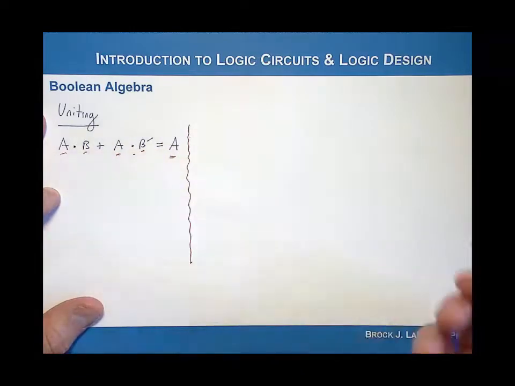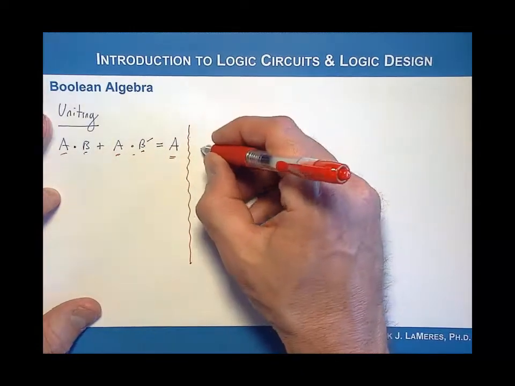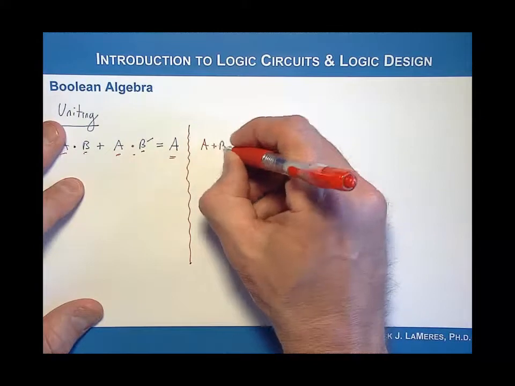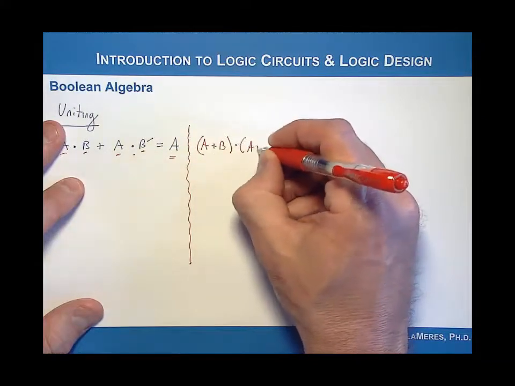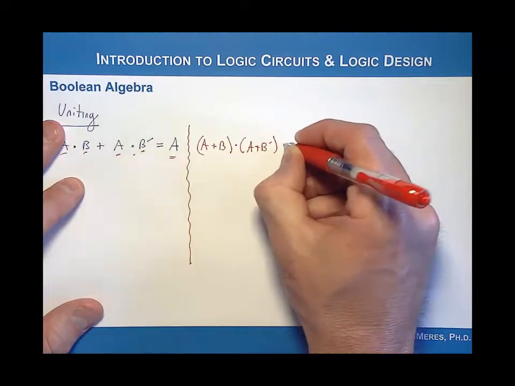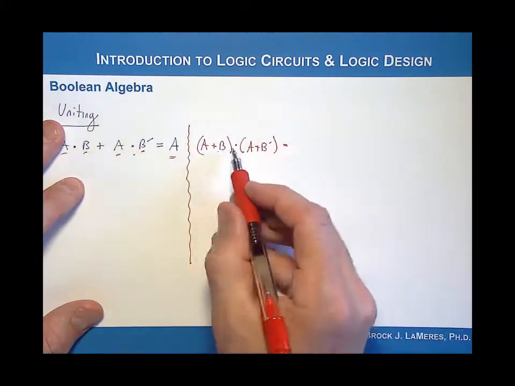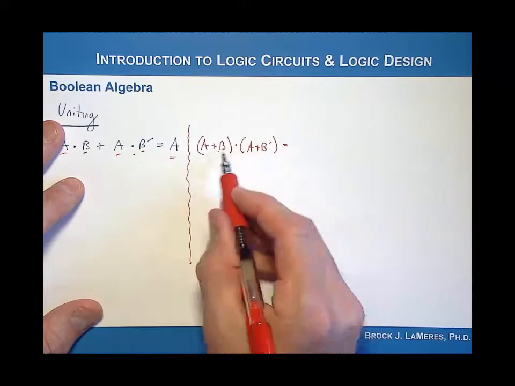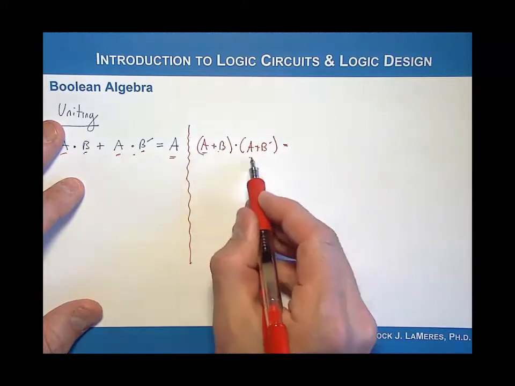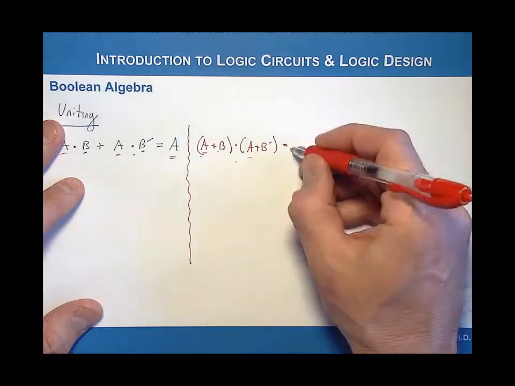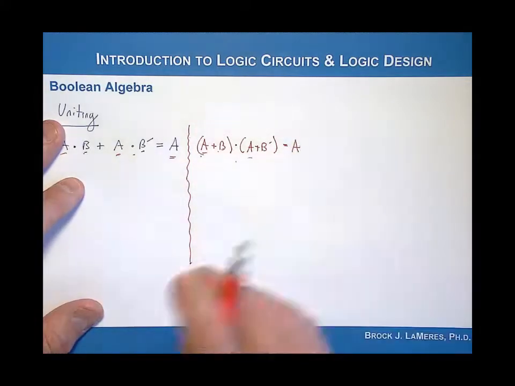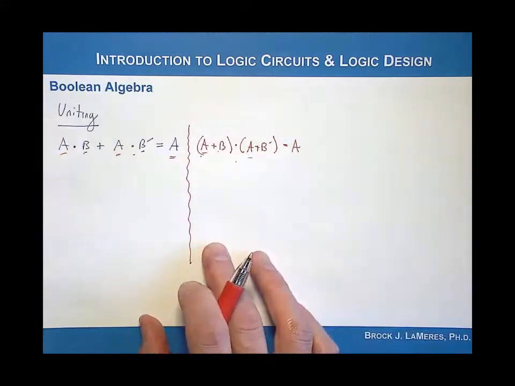The dual of this is going to be A ORed with B, ANDed with A ORed with B not. And what that says is that now you have the same thing where B and B not are both ORed with the common variable, which in this example is A. They're ANDed together. B does not have any impact on this logic expression, so you can simply remove it and you're left with A.